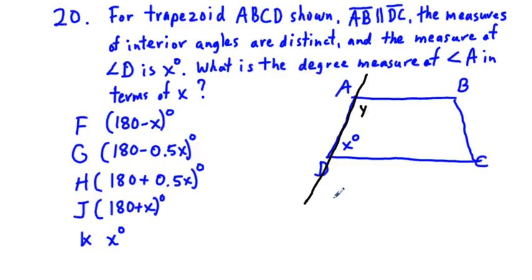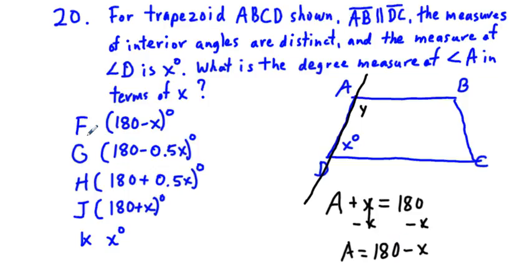So we're going to say, in this case, the measure of angle A, which was y here, plus the measure of angle x is going to have to be 180 degrees. And when we subtract out x and solve this equation, we get A equals 180 minus x degrees, which is going to be answer choice F.